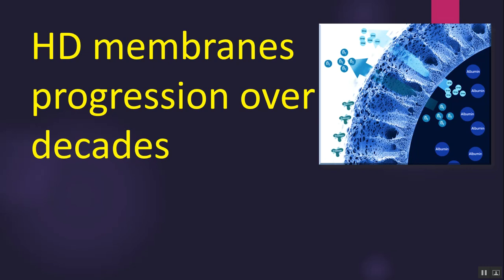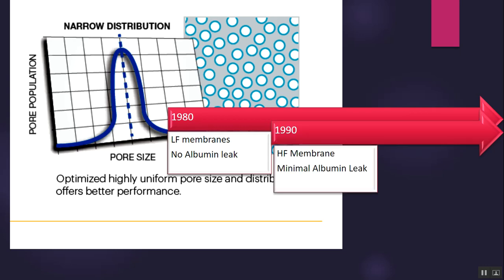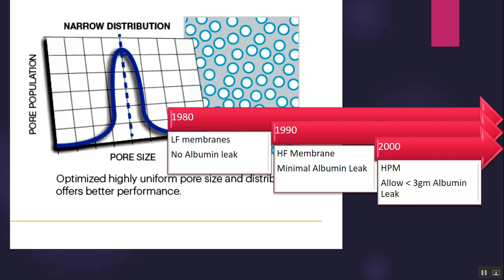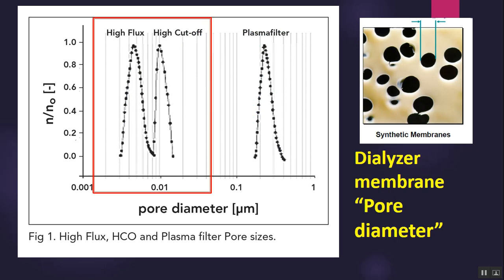Hemodialysis membrane progression over decades, هنلاقي ان في since 1980 low flux, some high flux in the 90s, high flux membrane and some albumin leak. Nowadays there is high performance membrane and the medium cut-off membrane allowing for removal of some albumin. The pore diameter between low flux and high flux, and the difference between high flux and high cut-off, ما بين الاثنين هو medium cut-off membranes.